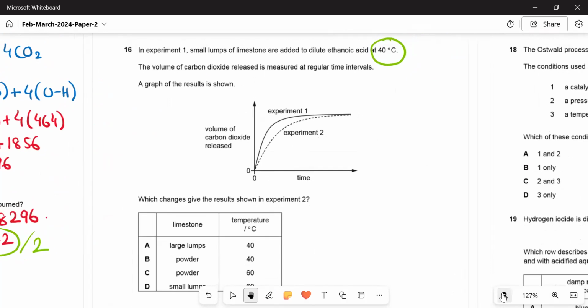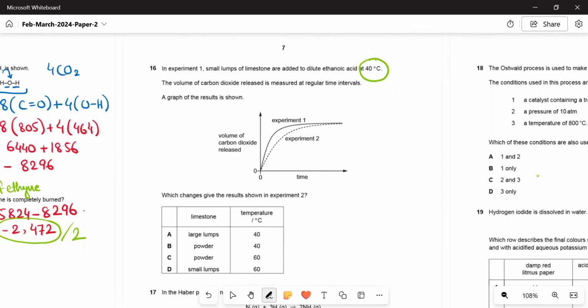The volume of carbon dioxide released, experiment 1, experiment 2. Which changes give the results shown in experiment 1? Now the results shown in experiment 1, let's see. Small lumps of limestone are added in experiment 1. So we'll write over here, in experiment 1, we have small lumps and the temperature is 40 degrees Celsius.